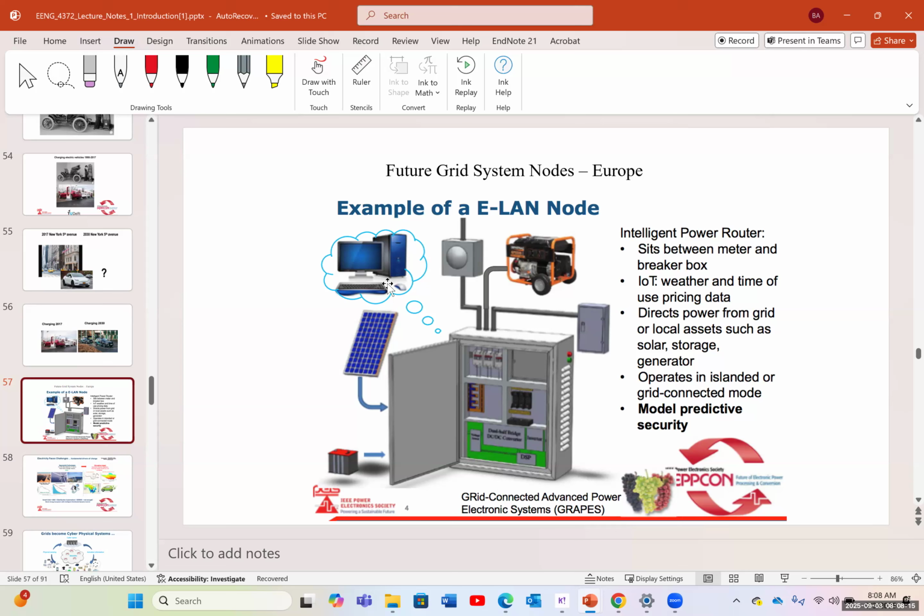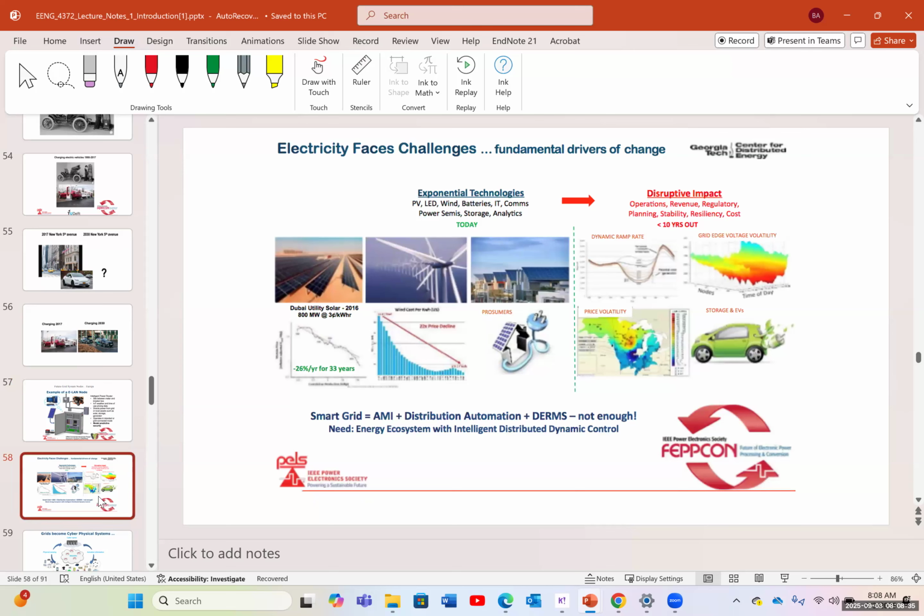In this example here, you have a solar panel, battery pack, the control system, two-way connectivity to the grid, and a backup. Usually it could be a generator, a gas generator. Most of the time you don't need this if you have a good battery storage system. This is an example of the challenges that electricity faces, that I mentioned.